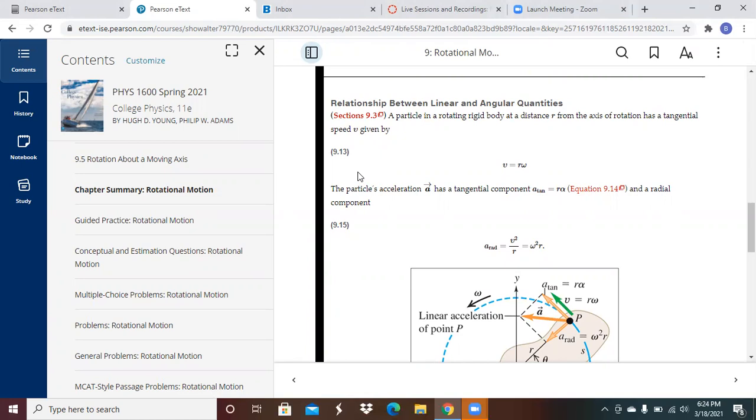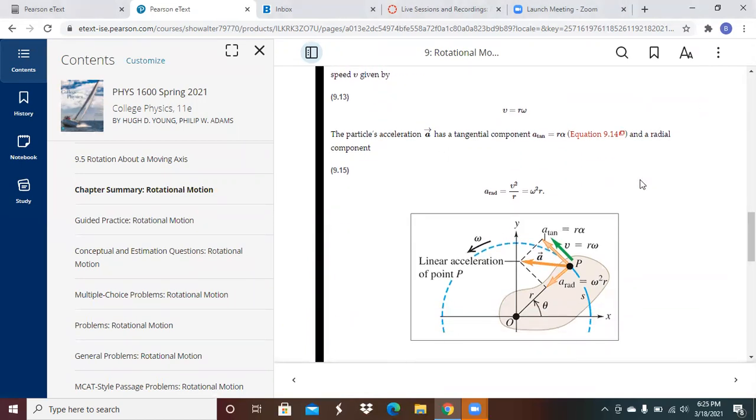we've got a relationship here between linear and angular quantities, again, in section 9.3. So we've got a particle in a rotating rigid body at a distance r from the axis of rotation, which has a tangential speed given by this. The particle's acceleration has a tangential component and a radial component. So how does all of this fit in? Well, here's the picture of what's going on.